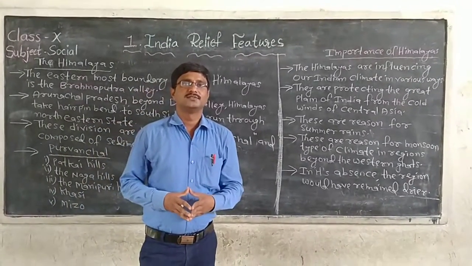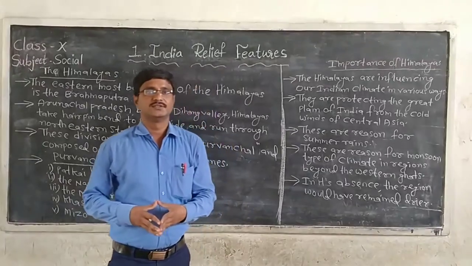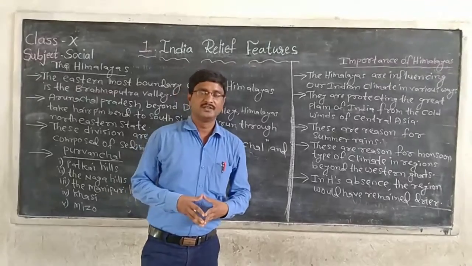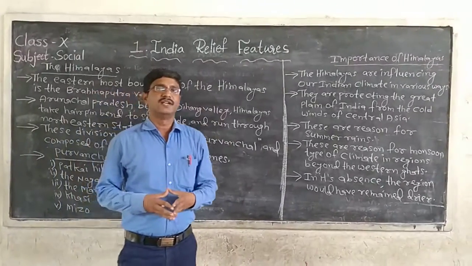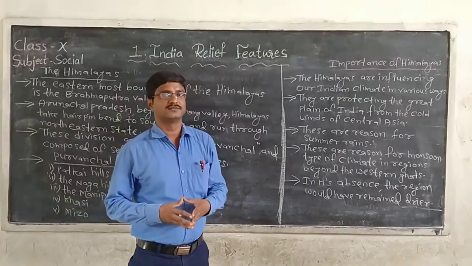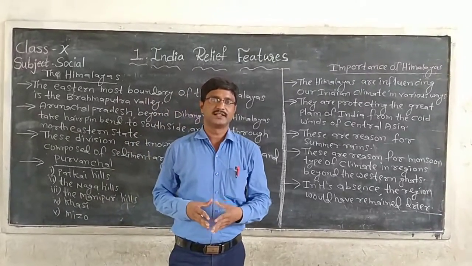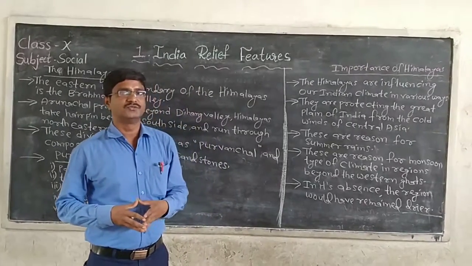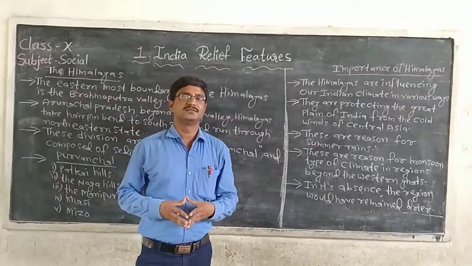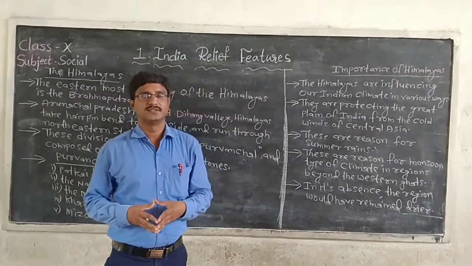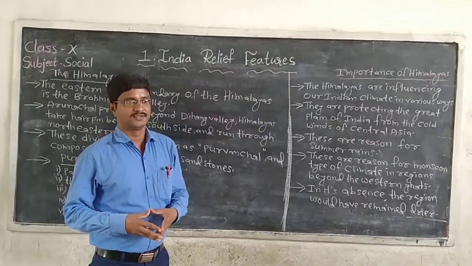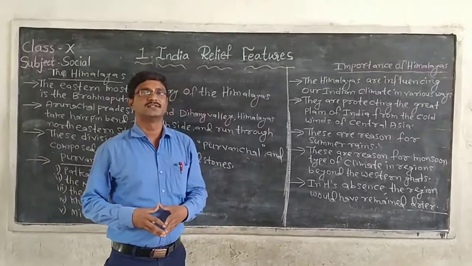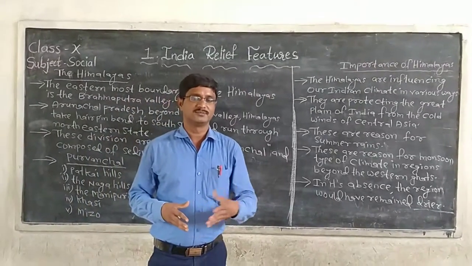In the previous class, we learnt about the introduction of the major relief divisions of our country. In total there are 6 major relief divisions: first the Himalayas, second the Indo-Gangetic Plain, third the Peninsula Plateau, fourth the coastal plains, fifth the Thar Desert, and sixth the islands. Among these 6 parts, we have been learning about the Himalayas.